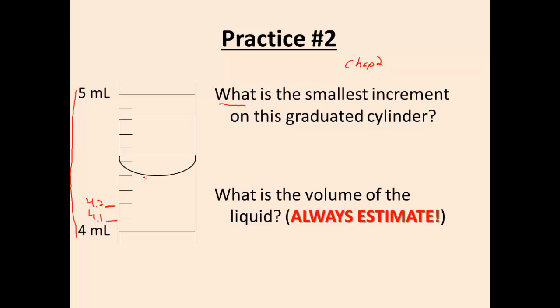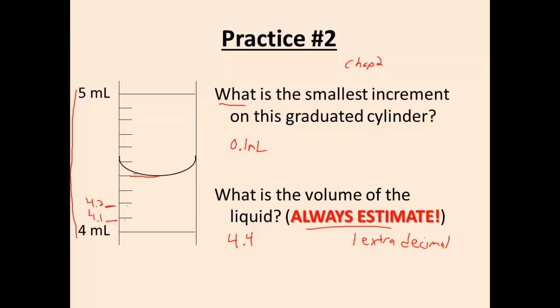So as we're looking at our meniscus line, we're right about 4.1, 4.2, 4.3, 4.4. Right now, a tenth of a milliliter is our smallest measurement, so we're at about 4.4. Now we're always going to go one decimal further with estimating. So we're always going to estimate one extra decimal or one extra number.